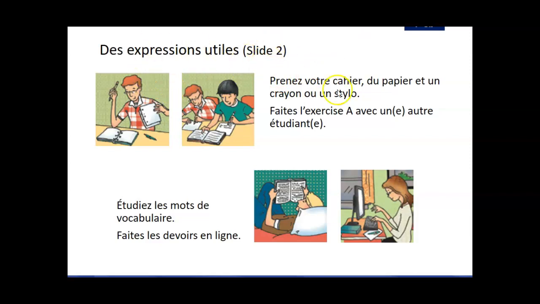Avec un autre étudiant ou une autre étudiante. So what's the difference there? You probably guessed it by now. If you add an E to the article, a becomes une, and if you add an E to étudiant, it's just transforming it from a masculine to a feminine form. So it depends on who the teacher is referring to. So, faites l'exercice A avec une autre étudiante. So if she had lots of girls in the class, women in the class, she might say that to the group.